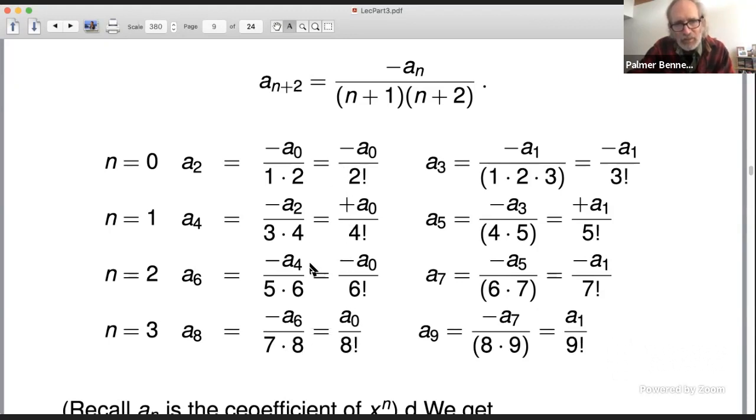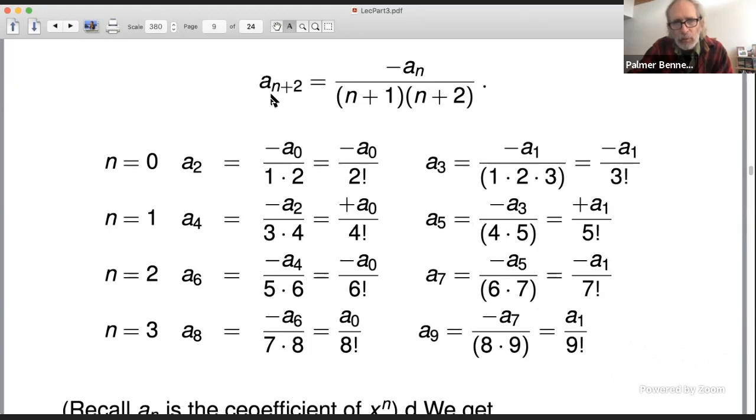So this is the list of even coefficients. This could go on forever. You can only write finitely many of them, so I just stopped at the first 4. Okay, similarly, the coefficients with odd index, A3 is determined from A1. A3 is negative A1 over 1 times 2 times 3. Write that as negative A1 over 3 factorial.